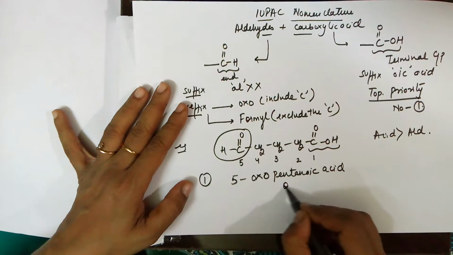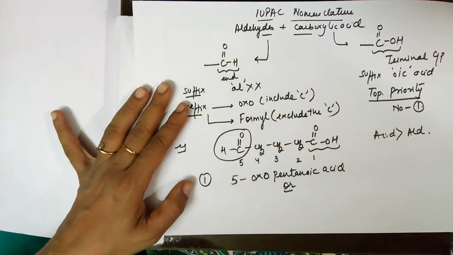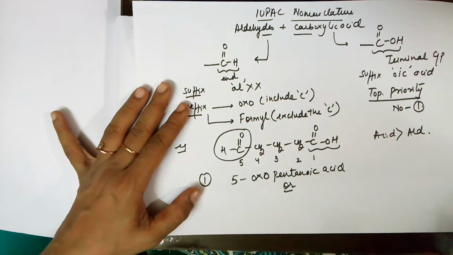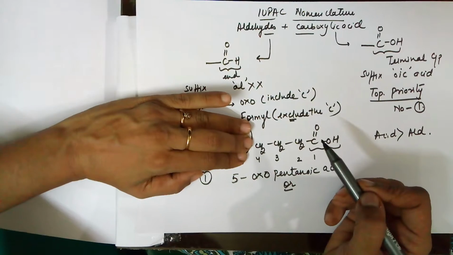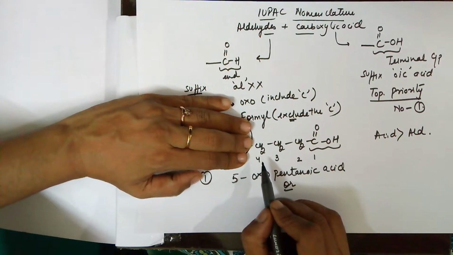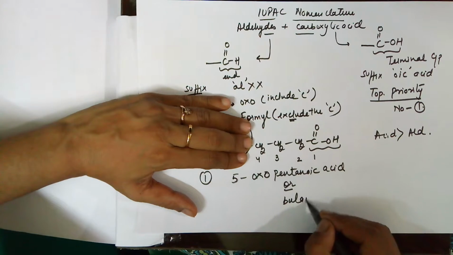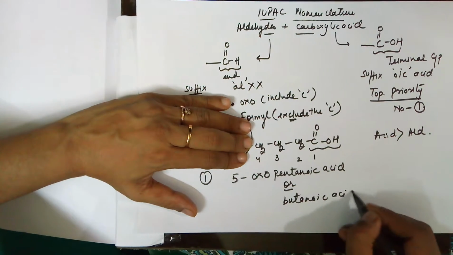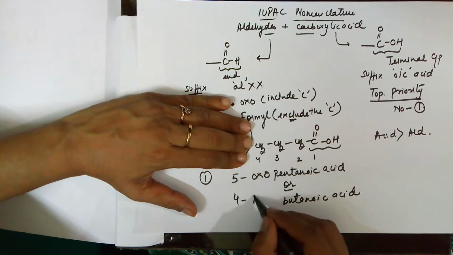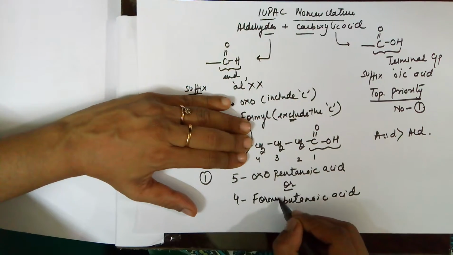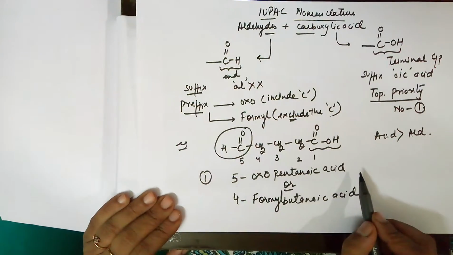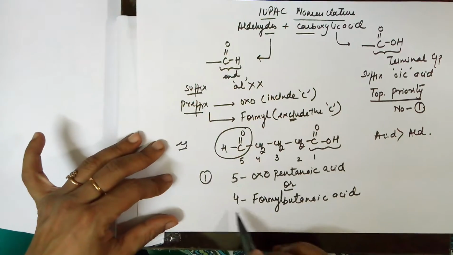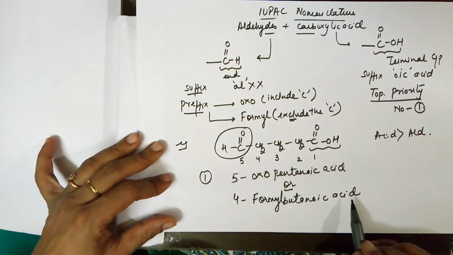Now, if you want to name it as a formyl, in that case, the carbon of the aldehyde group is excluded from the parent chain. Hence, you remove this group from the parent chain. Now your parent chain only has 4 carbons. So the name would be butanoic acid. And at the 4th position, you have the group called formyl. So you can either call it 5-oxopentanoic acid or you may call it 4-formylbutanoic acid. We'll take up one more example to get a clearer picture.